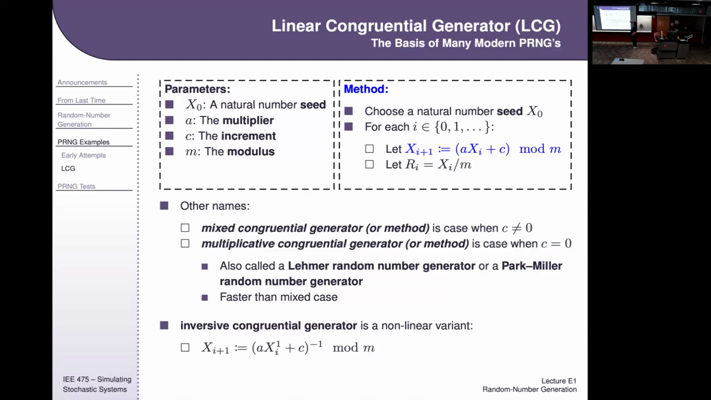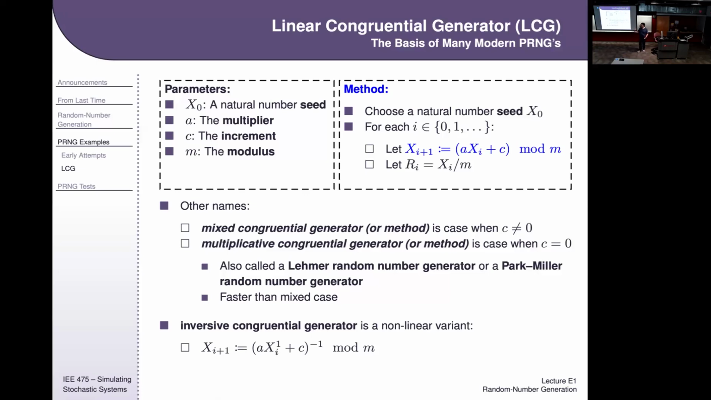If you change the parameters in particular ways, it comes with different names. So if you set the increment always to 0, then... or sorry, if it's always non-zero, then we call it the mixed. If it's always 0, we call it the multiplicative, because it just ends up being a times x mod m. But they're all just special versions of the LCG. So there are other names for it.